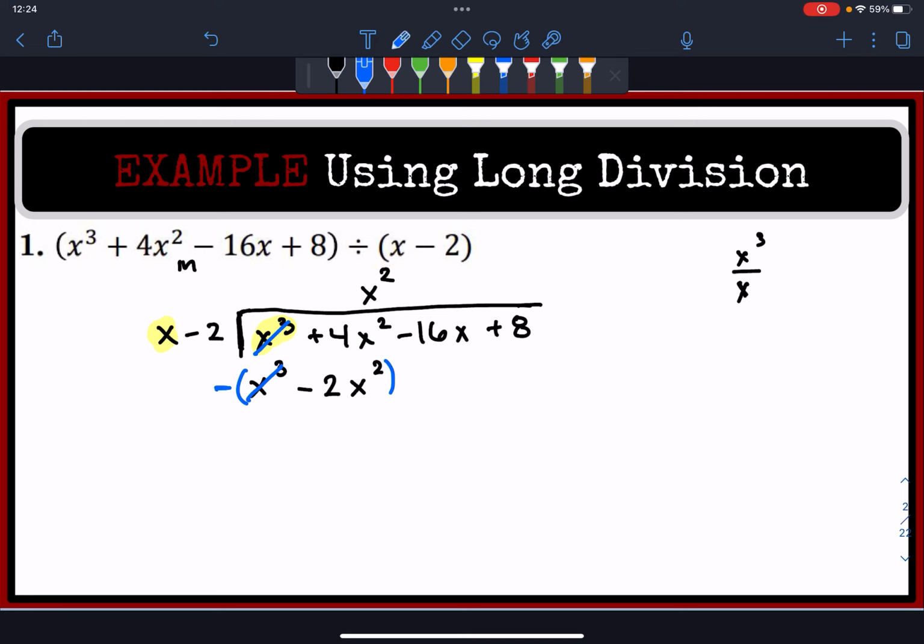And we now have positive 4x to the second subtracted by a negative 2x to the second power. And that equals a total of 6x to the second power. We're going to bring down the minus 16x, bring down the positive 8, and then again do this procedure over again.